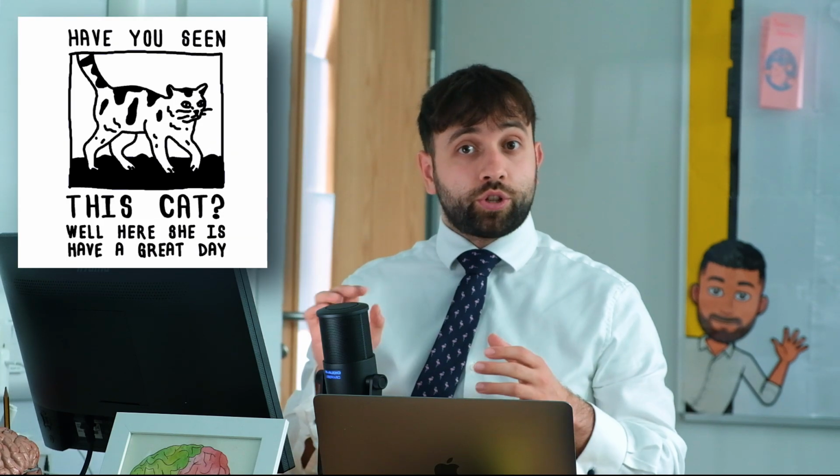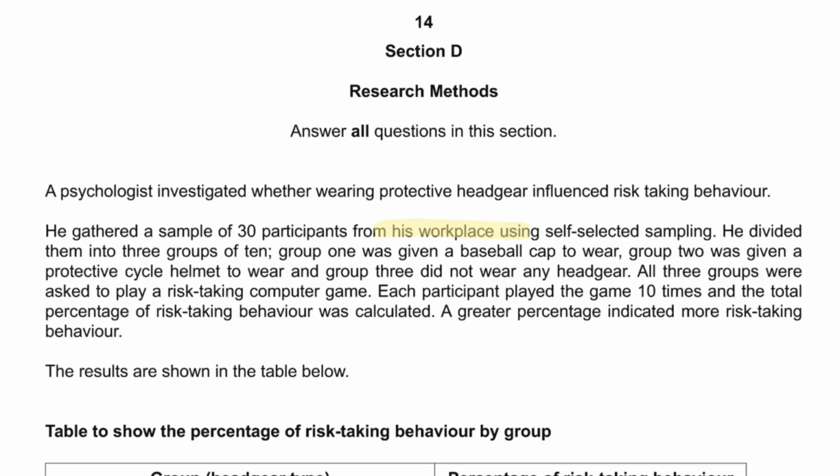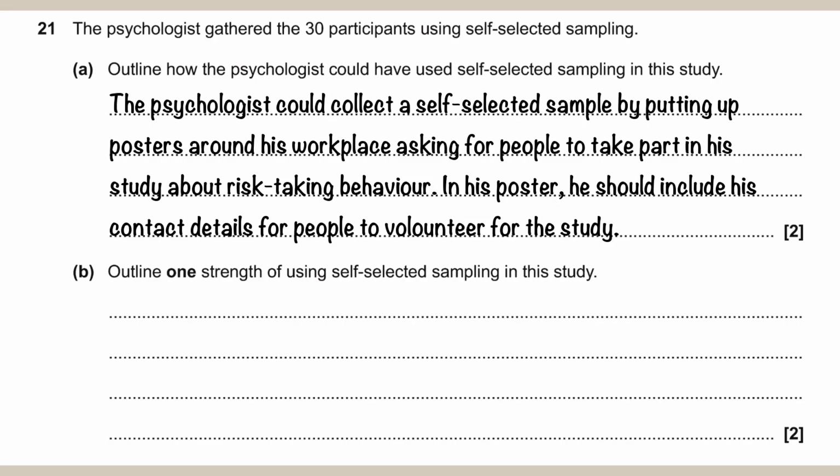And the best way to do that in the realms of the research methods sections that we have to answer in our exams is to put up posters around wherever it is that the source tells you, and to put your contact details on the poster for people to then contact you if they're interested. Therefore, people will self-select themselves for the study. Again, use the source. So in this case, we've got to make sure we're talking about the workplace. And so a model answer would look something like this.